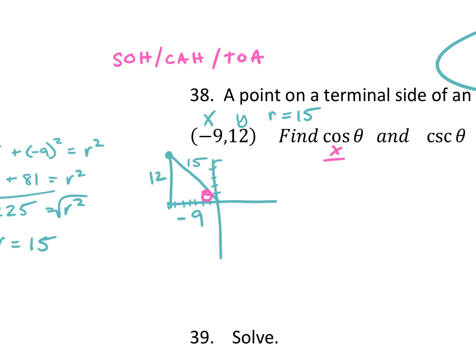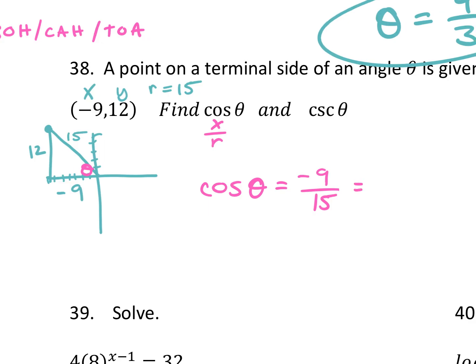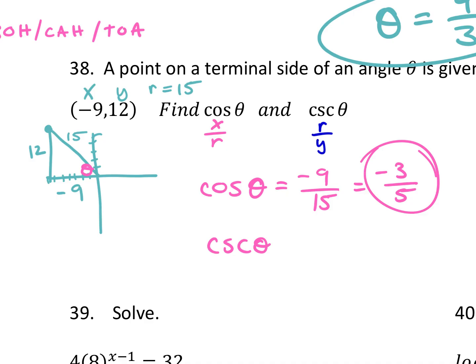Cosine is x over r. So our cosine theta would be -9 over 15. Always simplify your fraction. We have -3 over 5. Cosecant of theta. Cosecant's the reciprocal of sine. So this would be r over y, because it's the reciprocal. So cosecant theta would be 15 over 12, which would simplify to 5 over 4.